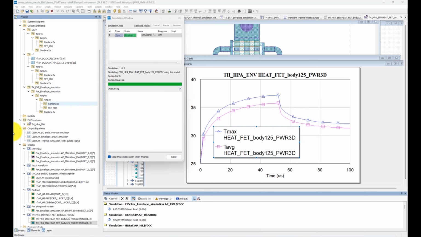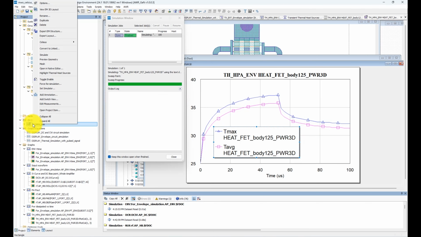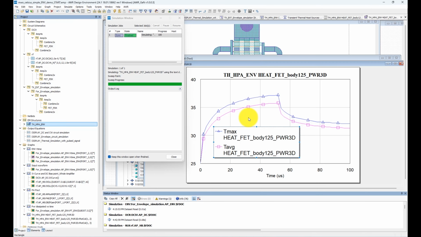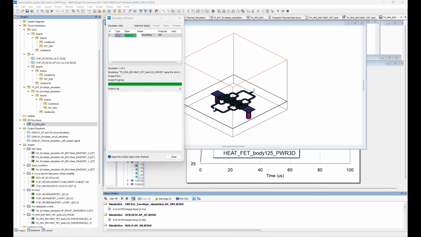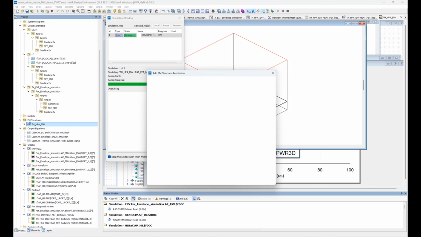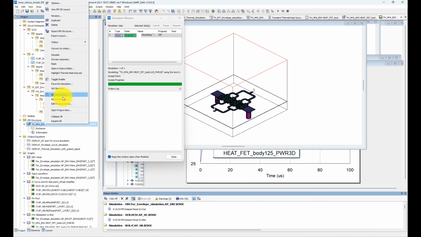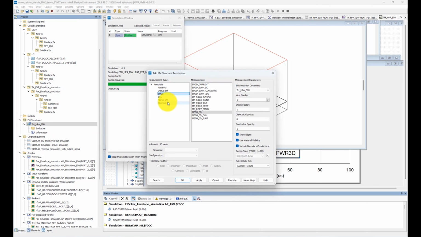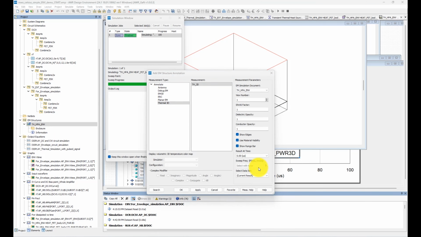The user can also add a visual notation to the 3D structure simulated, showing the temperature variation across the geometry. Here we pick a time value, 50 microseconds, i.e. toward the end of the pulse.